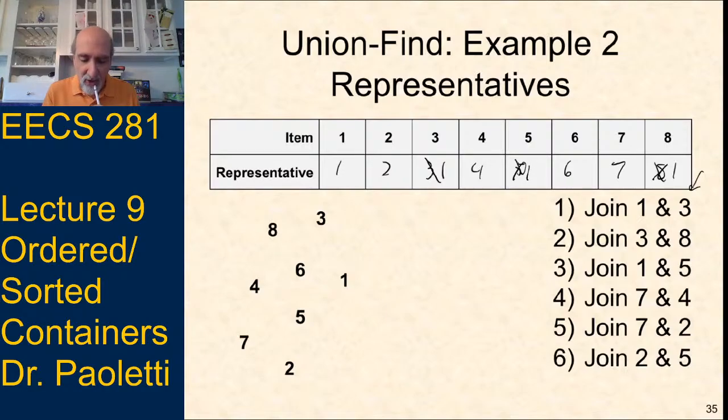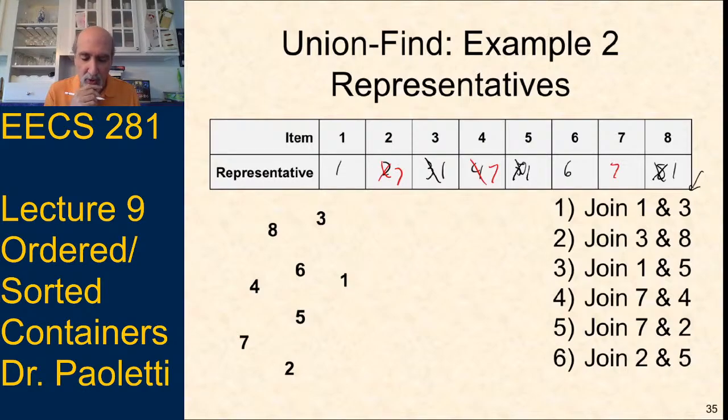Then I say, can I join 7 and 4? 7 says 7, 4 says 4, yes. So 4 changes its representative, or sorry, yep, I wrote it in the wrong place. So 4, because it got asked about second, changes its representative to be 7. 7 and 2: 7 says 7, 2 says 2. So 2 changes to be 7.